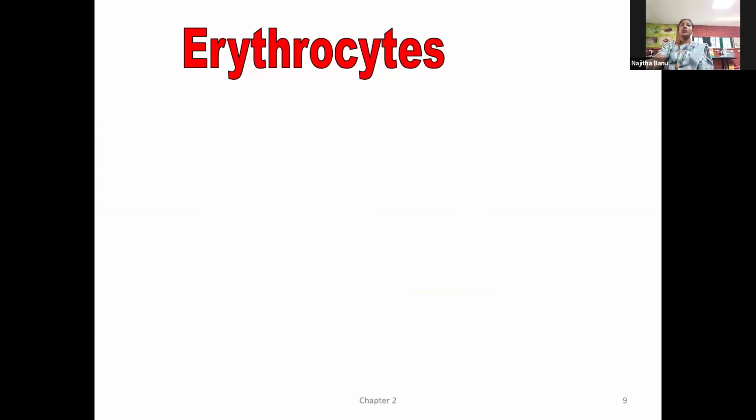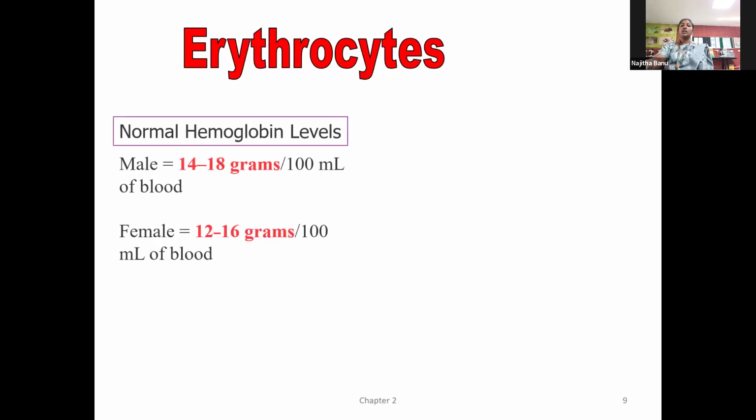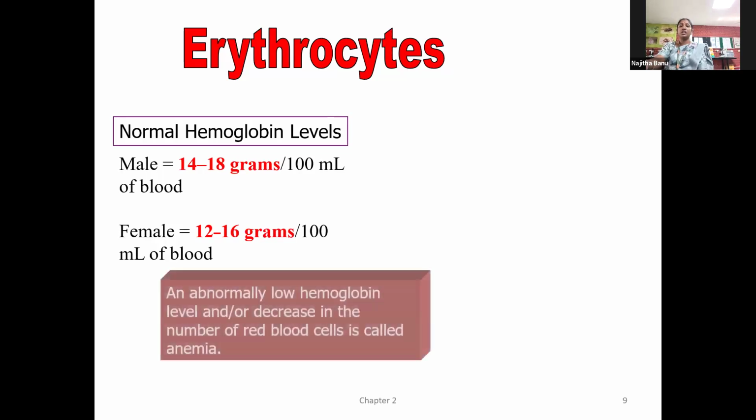Now the erythrocytes in a normal healthy human being, if it is a male, are 14 to 18 grams per 100 ml of blood. Otherwise, in terms of number, it is 4.8 to 5.4 in the male. It is an average, per microliter of blood containing 4.8 to 5.2 million RBCs. In case of female, 12 to 16 grams in 100 ml of blood.